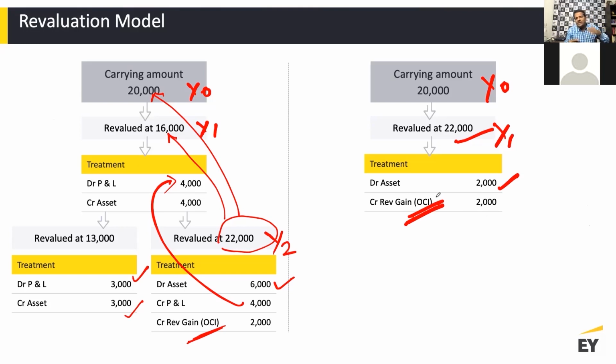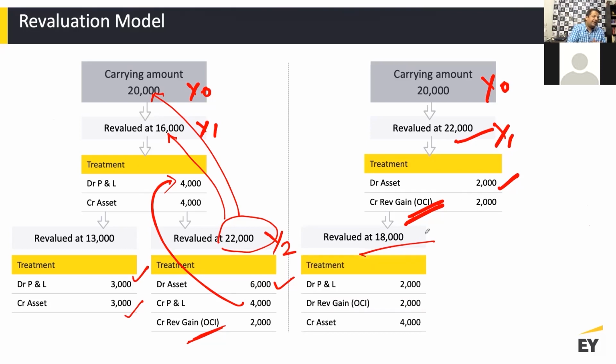Why? Because there's an increase in the value. The moment there's an increase in the value, it goes to OCI. Unless there was a previous loss, which was in this example that I recorded, here there is no previous loss which I'm recording. This is an increase in the value. Increase in the value straight away goes to other comprehensive income. Now there is a subsequent reduction to 18,000. If there is a subsequent reduction to 18,000, then I am going to debit the P&L.